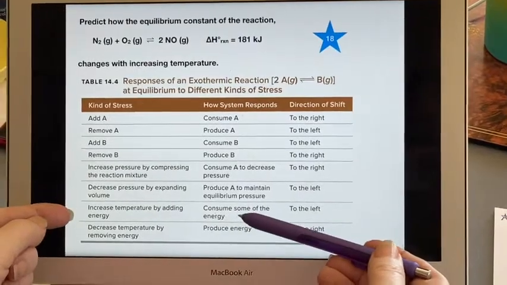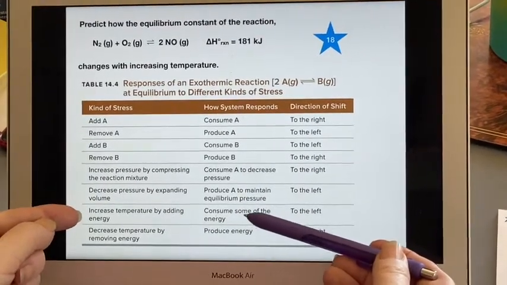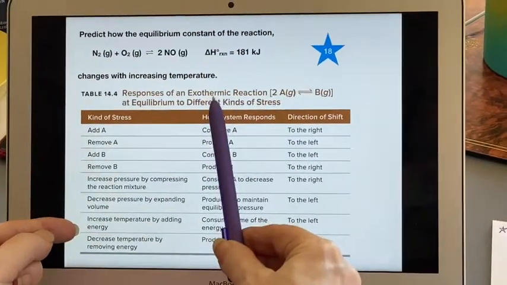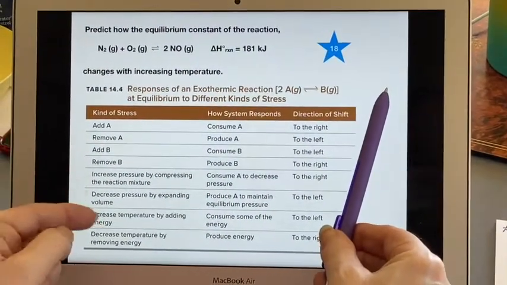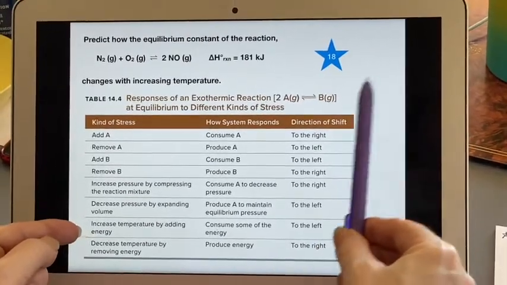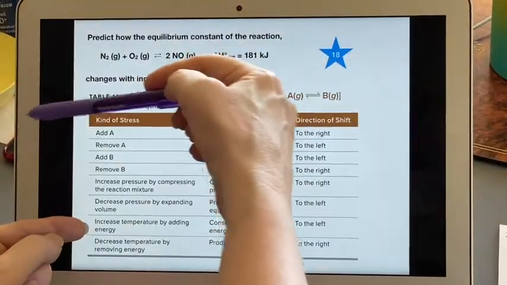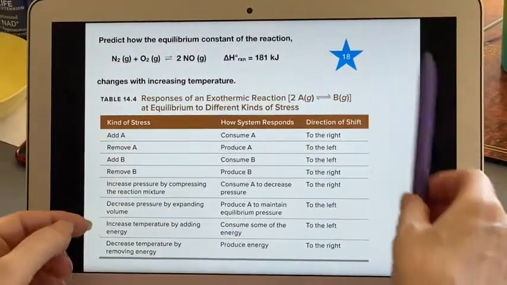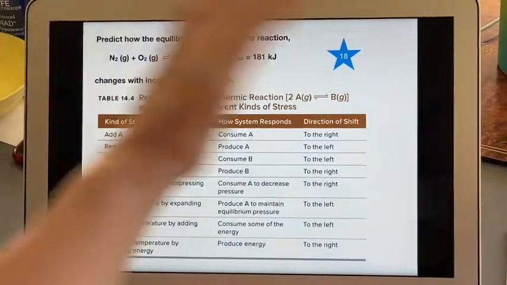And then increase the temperature by adding energy. This is the one where you have to think backwards. Which way is this? This is exothermic. Heat is a product. I'm increasing this. Ooh, so I'm increasing a product. I'm going to switch it to the left then. Decrease the temperature by removing energy. Oh, I got rid of some of the product. I'm going to go this way.